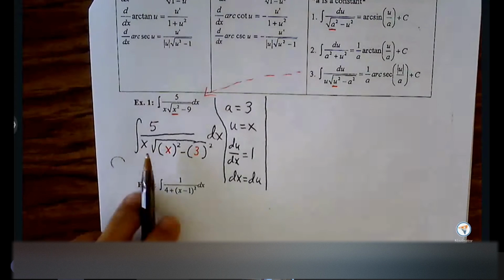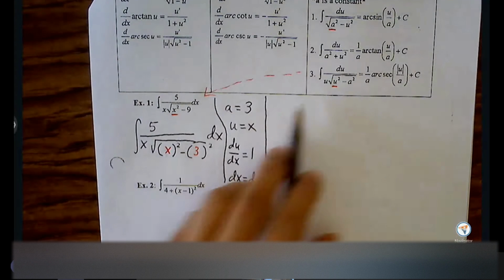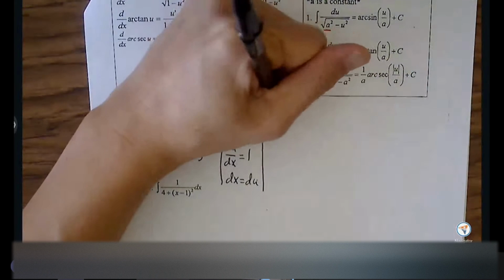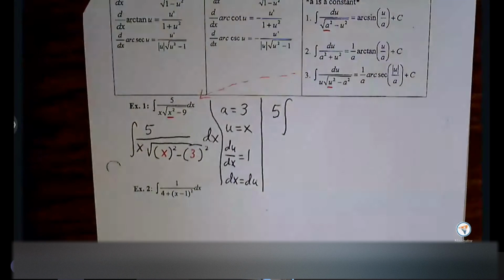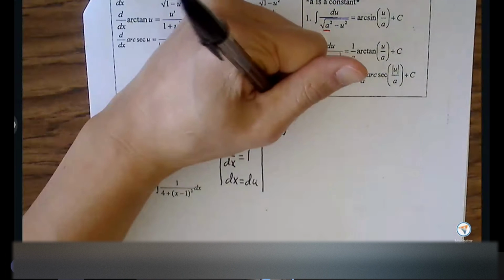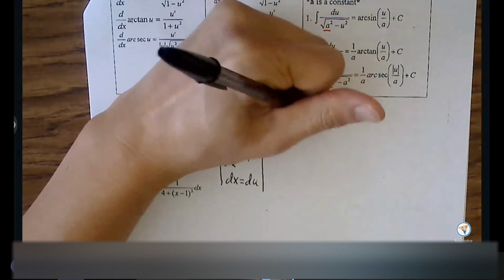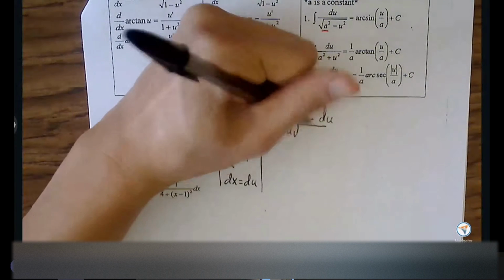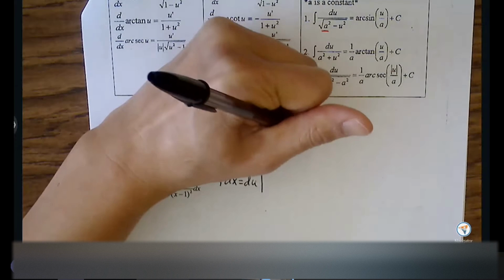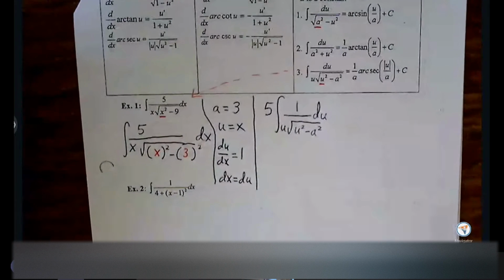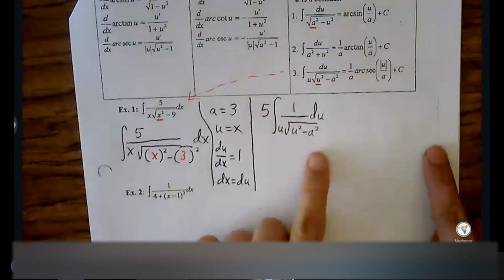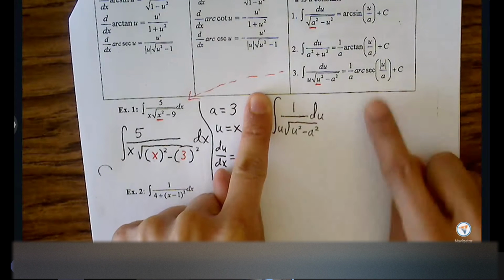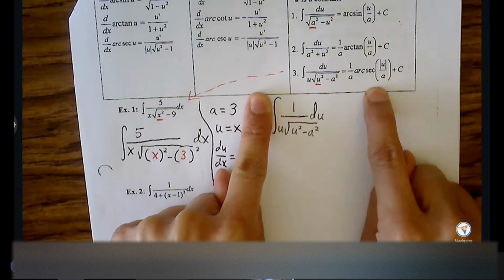I'm going to start replacing the parts necessary to match with my rule. I'm going to push the 5 out in front as well. So 5 is just a coefficient. dx gets replaced with du. The u is the x, followed by u squared minus a squared. If I cover up that 5, I got a perfect match. So I know I'm ready to apply my integral rule.